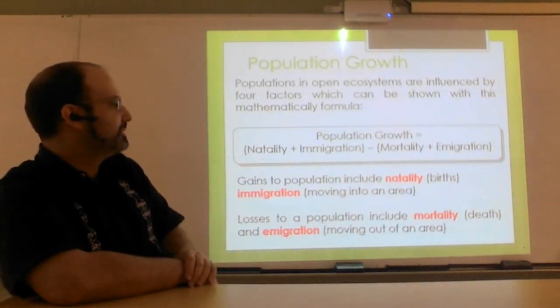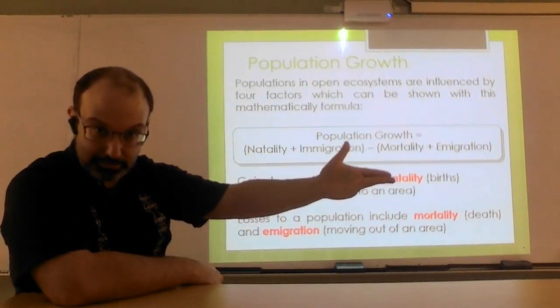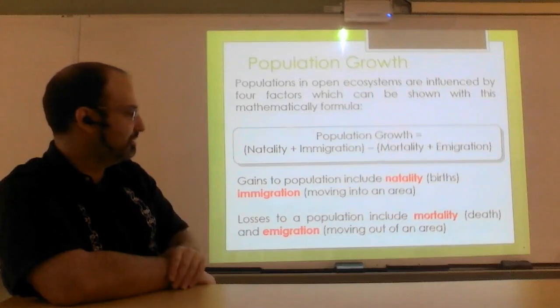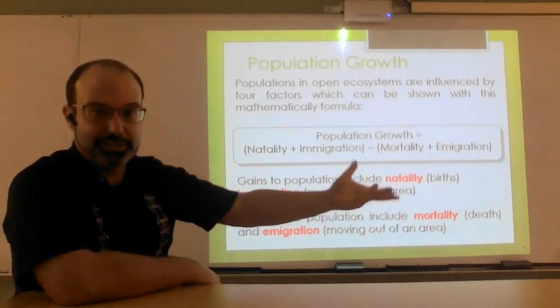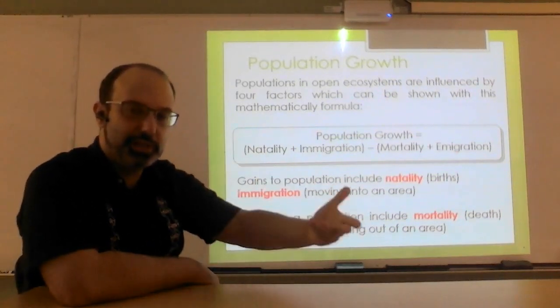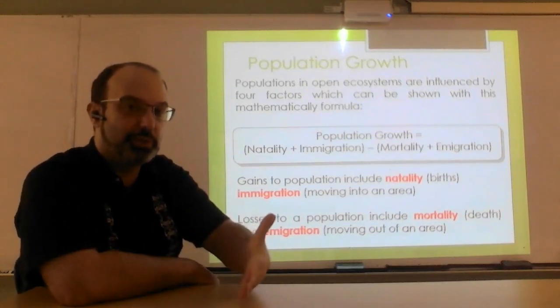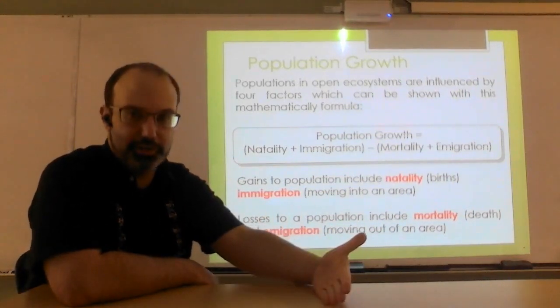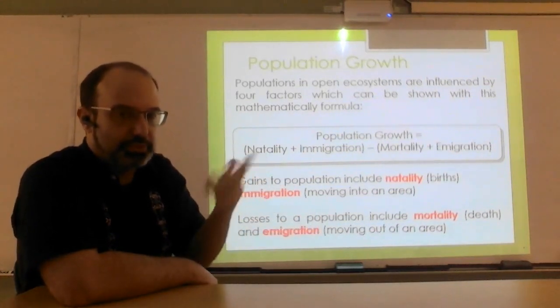Now, to gain in population, the births and the immigration have to be higher than the mortalities, the deaths, and the emigration. Now, immigration means you come into an area, emigration means you leave an area, right? So if you emigrate from one country, you immigrate to another one. In versus M, which is out, basically.